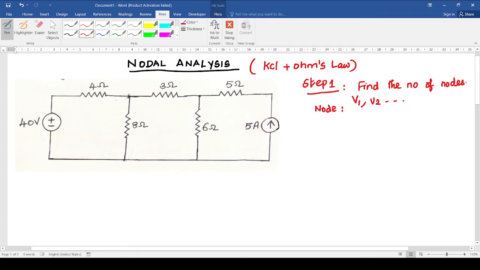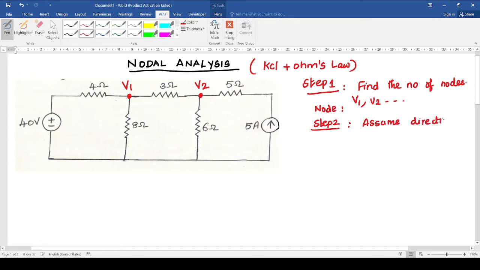See here, 4 ohm, 3 ohm, 8 ohm are connected together. Here we have the nodal voltage V1. 3 ohm, 5 ohm and 6 ohm are connected together. Here the nodal voltage is V2. Then what is step number 2? Step number 2, assume the direction of current in each branch.